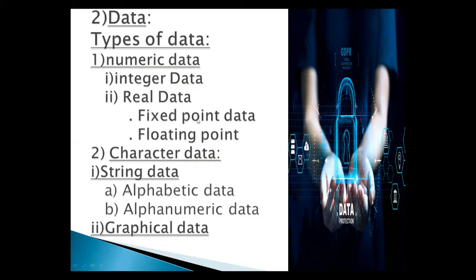Number one is fixed point data. Fixed point data may include digits 0 to 9 and decimal point, plus, minus sign. For example, percentage of mass, weight, quantity, temperature, etc. Next is floating point. Floating point data may include digits 0 to 9, decimal point, plus, minus sign, and letters D, E.